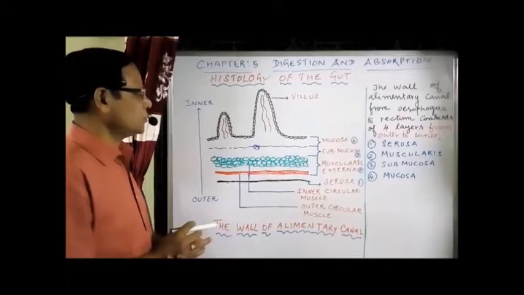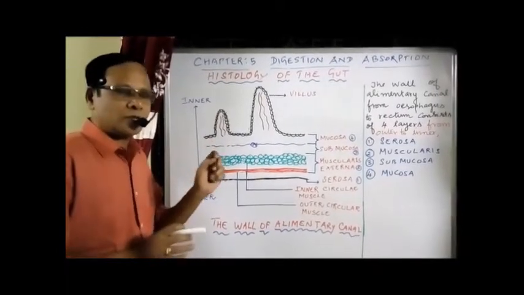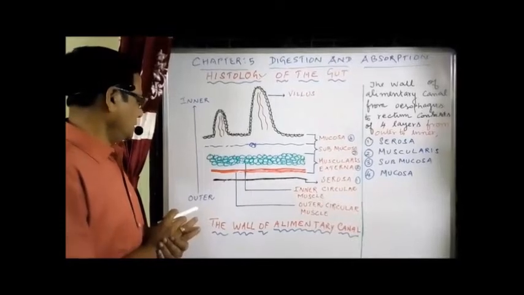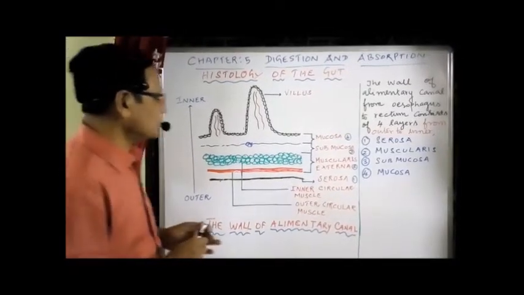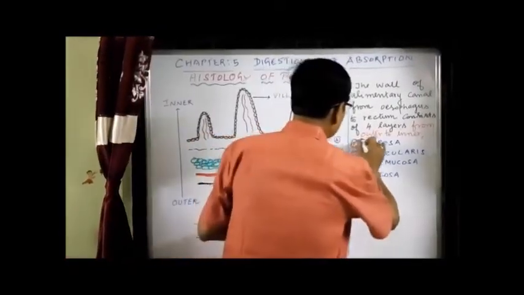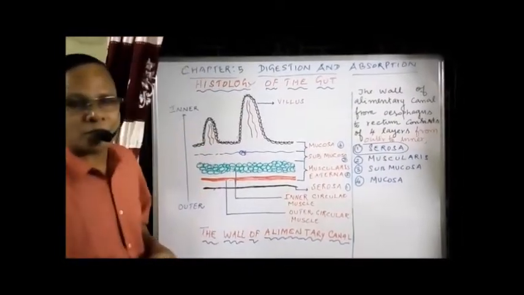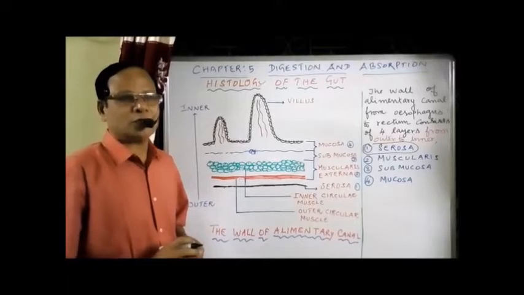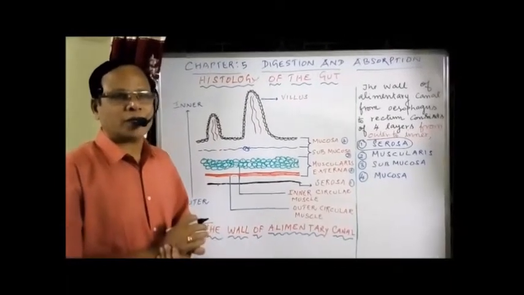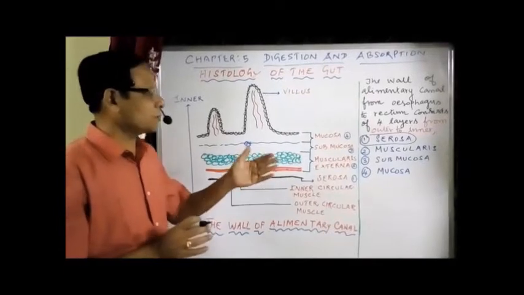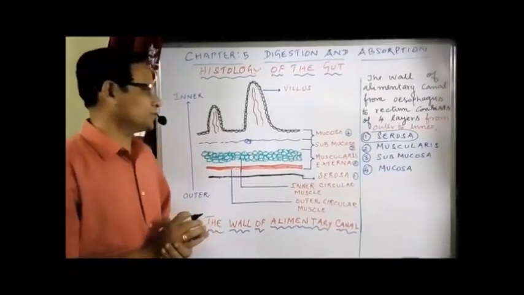We have to know the structure of each layer. What are the components present in it? Now the outermost layer is the serosal layer. It is formed of epithelium, particularly squamous epithelium, and a thin layer of connective tissue. So it's formed of epithelium and connective tissue.